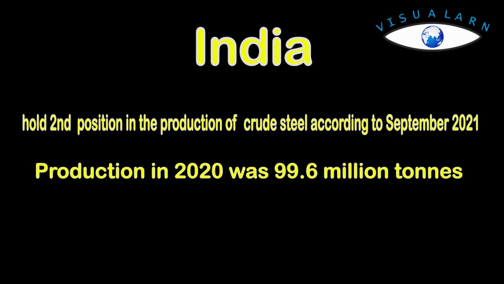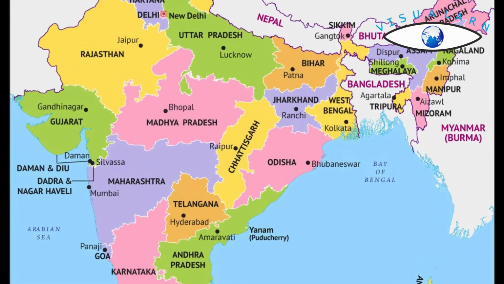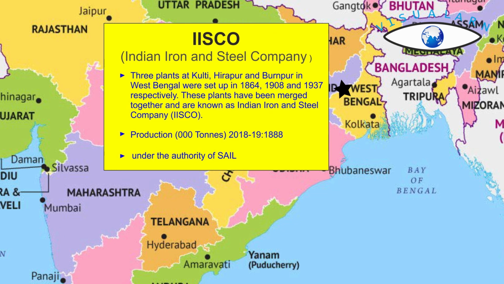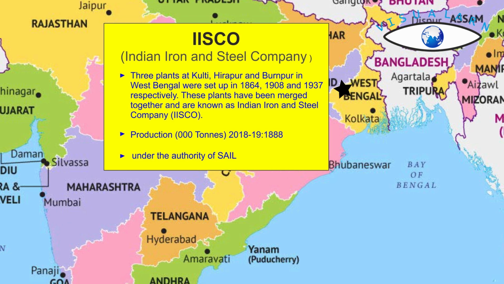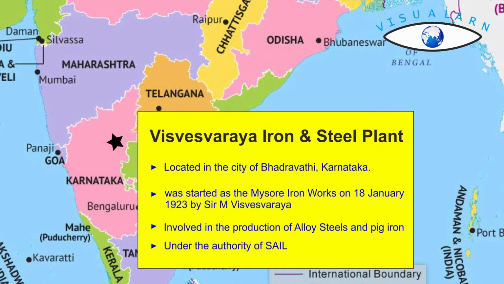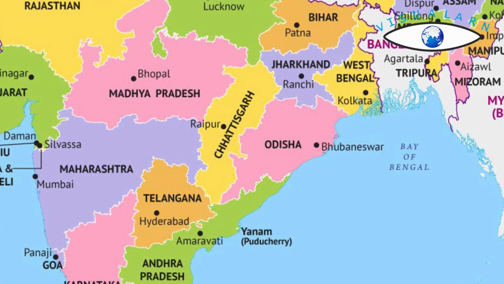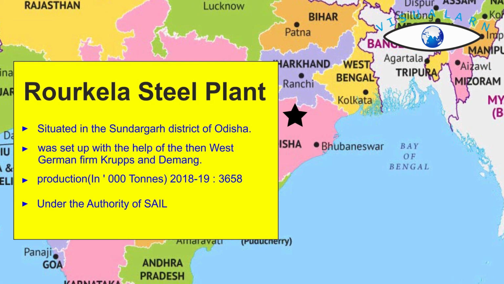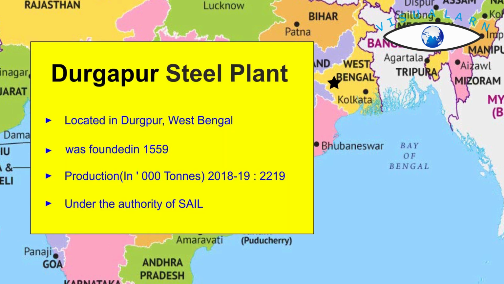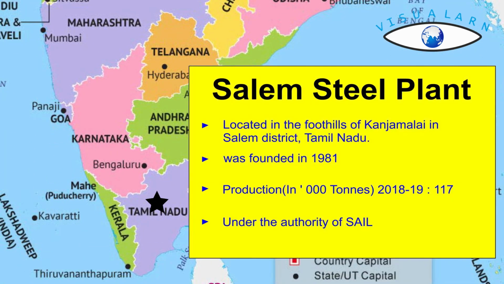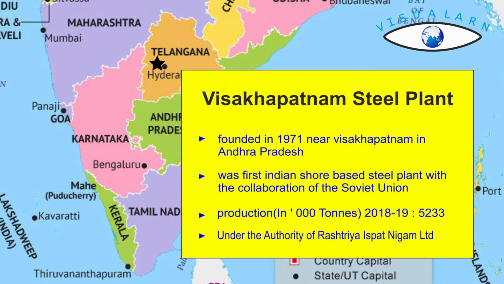India holds second position in the production of crude steel according to September 2021. Production in 2020 was 99.6 million tons. Major producing centers are Tata Iron and Steel Company or TISCO, Indian Iron and Steel Company or ISCO, Visvesvaraya Iron and Steel Works Limited, Bhilai Steel Plant, Rourkela Steel Plant, Durgapur Steel Plant, Bokaro Steel Plant, Salem Steel Plant, Visakhapatnam Steel Plant.